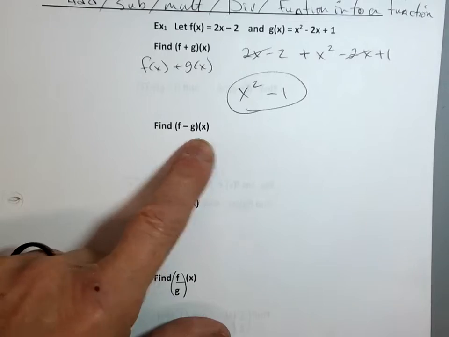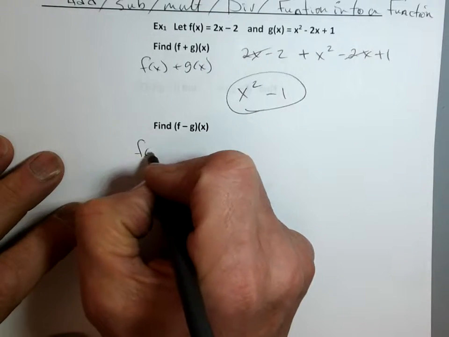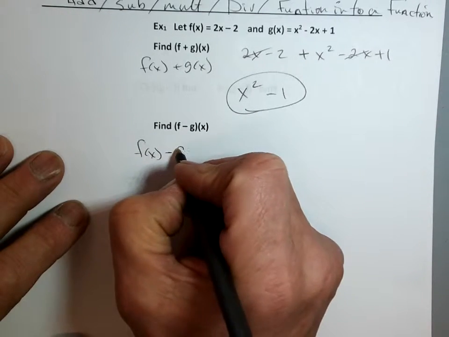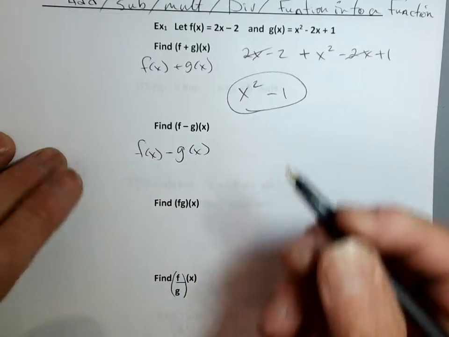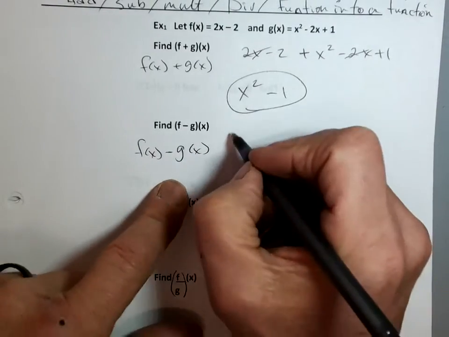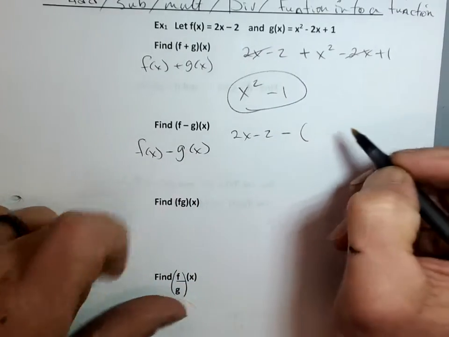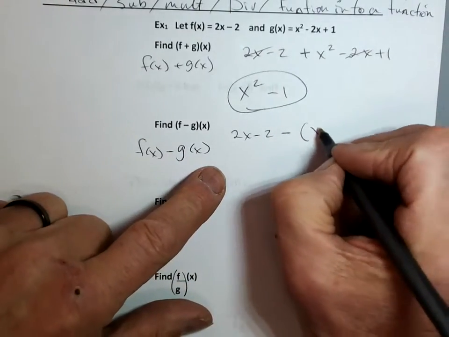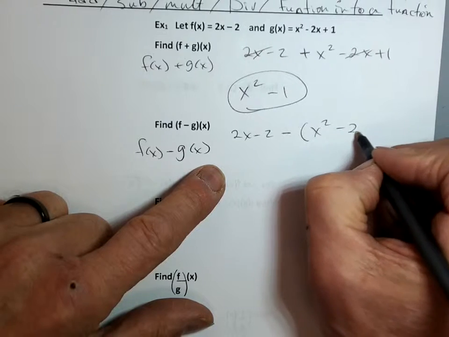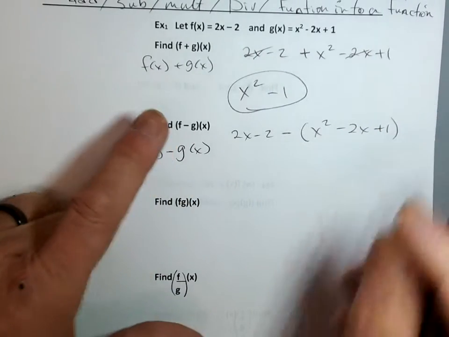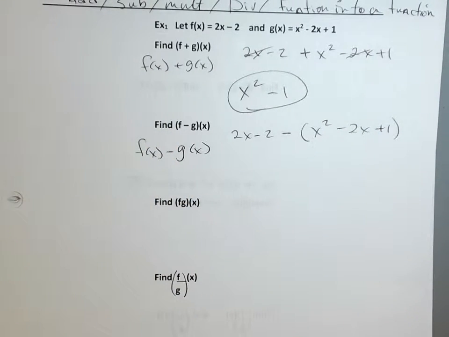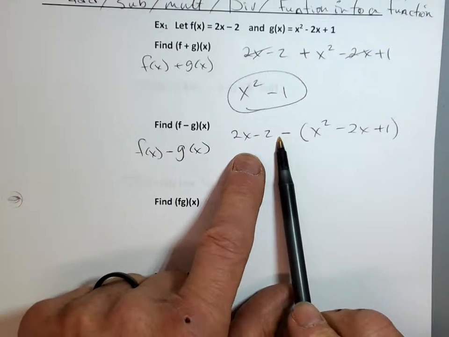So f minus g, what they're saying is just take f of x and subtract g of x. That's all we're going to do, is subtract the function. So, all right, I can do that. I'll take my 2x minus 2 and I'm going to subtract x squared minus 2x plus 1. I've got to be careful when I subtract. I've got to subtract the entire function, okay? Subtracting the entire function, so you've got to be careful with the negatives, right?